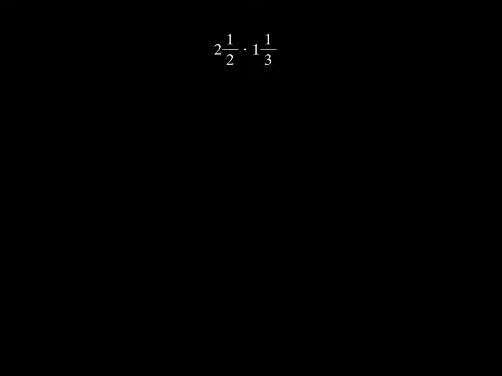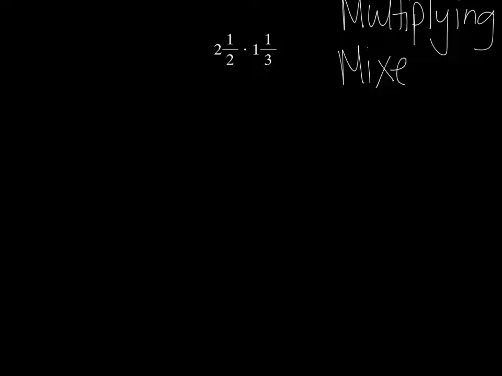All right, now we're going to try something new. This one is multiplying mixed numbers. So that is, what do we do if we're going to multiply a mixed number by a mixed number? So the first option is to keep doing what we've been doing. Change them both into improper fractions. So let's write that.